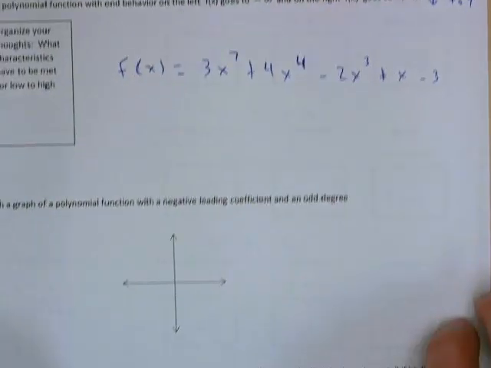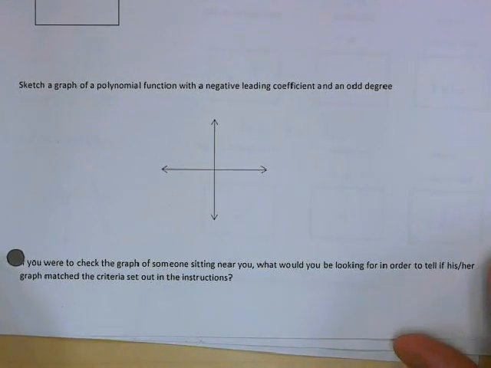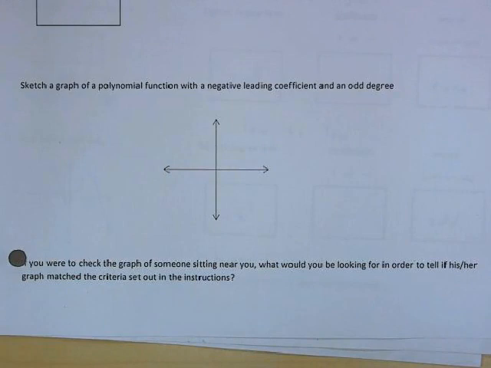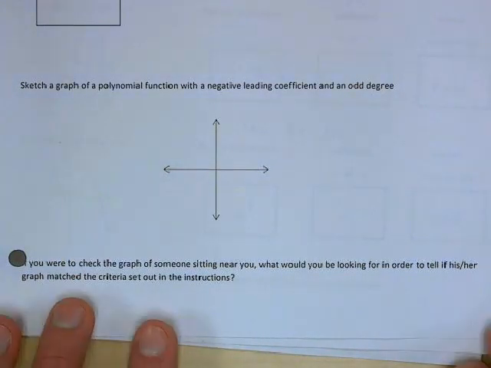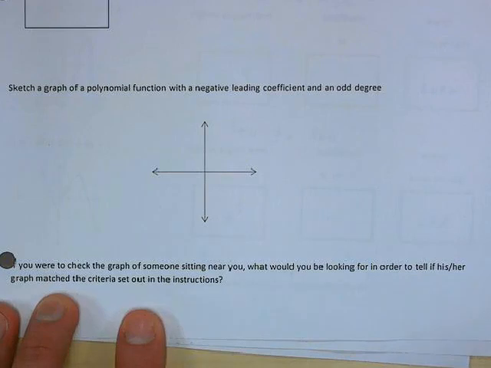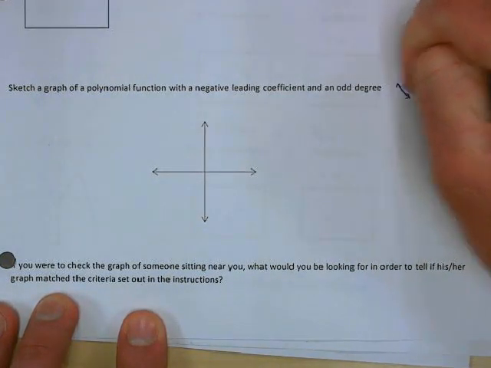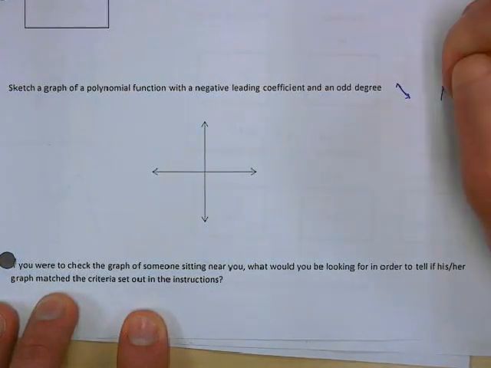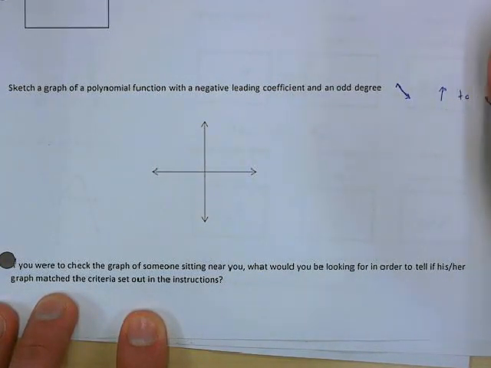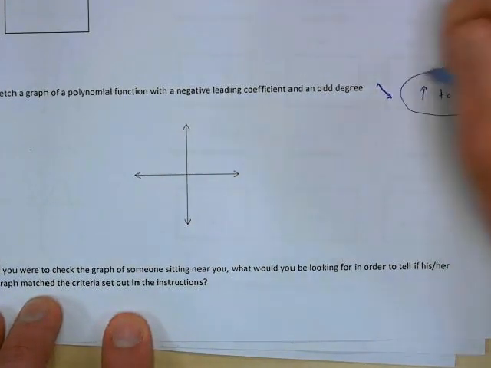Okay, almost done. I know these notes are a lot of pages, but they go by pretty quick. Next, sketch a graph of a polynomial function with a negative leading coefficient and an odd degree. Okay, negative and odd. So think an odd degree, think like a line with a negative leading coefficient, which would be like a negative slope. That's going to be going downhill, right? So something like this. So that is high to low.